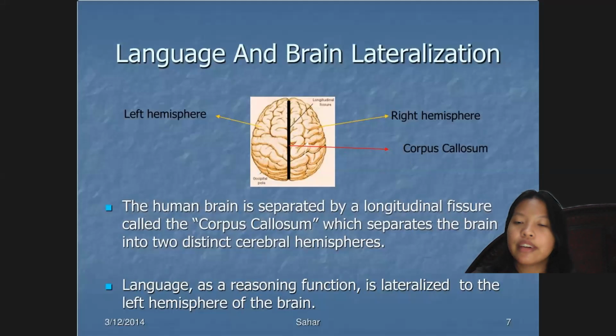Language and brain lateralization. The human brain is separated by a longitudinal fissure, with the corpus callosum, which separates the brain into two distinct cerebral hemispheres. You can see here the left hemisphere, the right hemisphere, and the corpus callosum. Language as a reasoning function is lateralized to the left hemisphere of the brain.